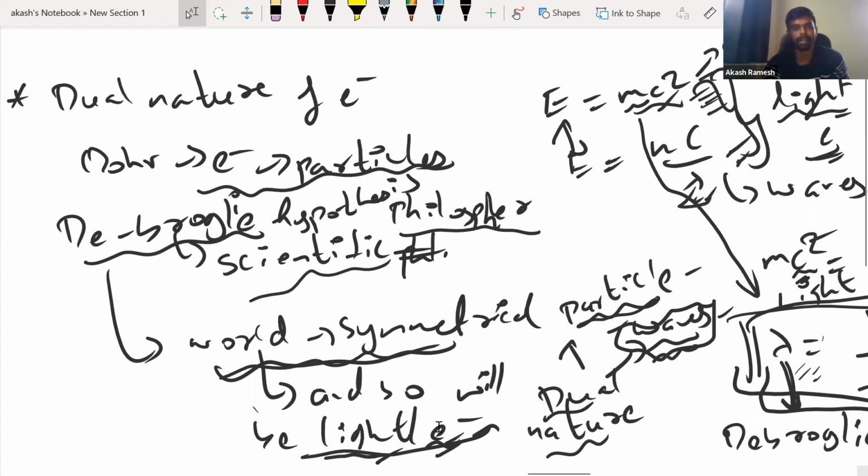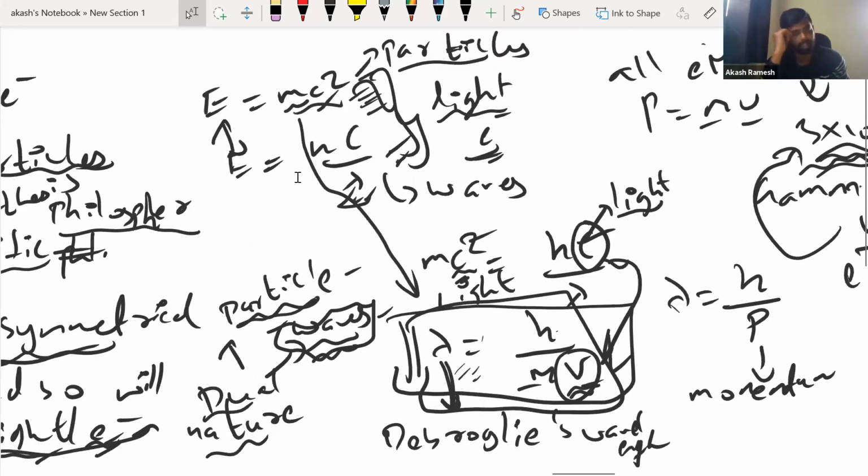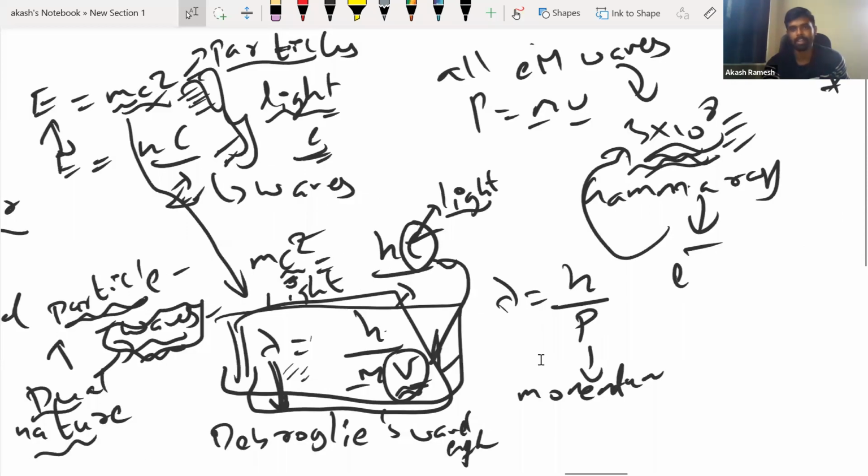Then he combined two famous equations, one given by Einstein and another given by Planck, E is equal to hc by lambda. He combined these two, and this is what we end up with: lambda is equal to h by mv. This lambda is called de Broglie's wavelength. Very important formula: lambda is equal to h by mv. And this mv can again be written as p. P is momentum, and we know momentum is equal to mass times velocity.